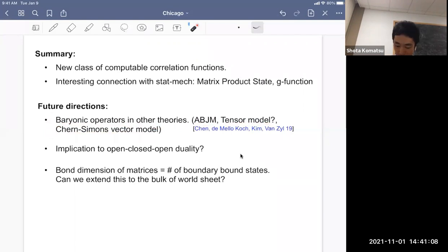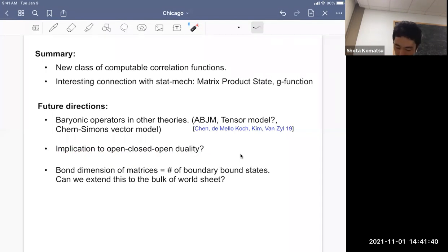Another interesting direction is that here I said there is some connection to what's called open-closed duality proposed by Gopakumar, but obviously what we analyzed here is very limited because we are just looking at a particular class of operators, which is determinants. So it would be nice to generalize this idea to a more general class of operators, and also to find out field theory at finite coupling rather than tree level, including perturbative corrections.